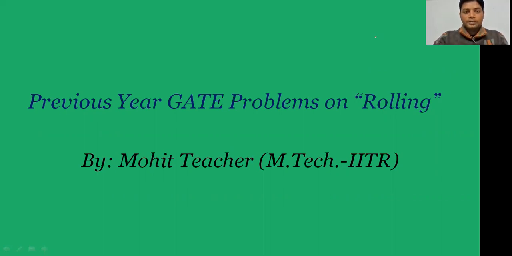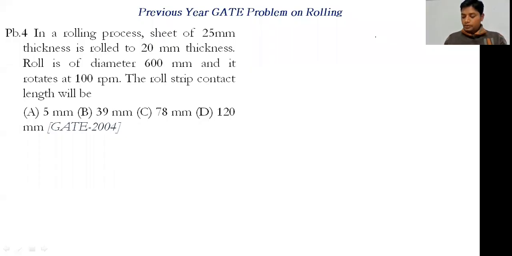Okay, so let's start. This problem was asked in GATE 2004. In a rolling process, a sheet of 25 mm thickness is rolled to 20 mm thickness. So initial H1 is given to you, that is 25, H2 is given to you, that is 20 mm, and the roll is of diameter 600 mm. So the value of capital D is given to you, and it rotates at 100 rpm. So the value of capital N is given to you, that is 100.